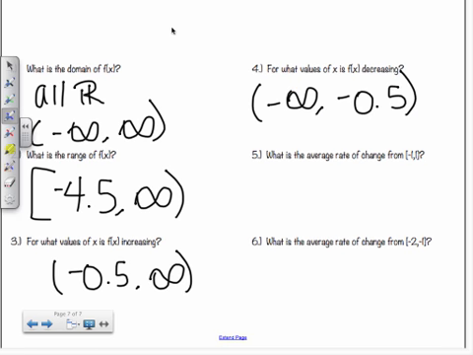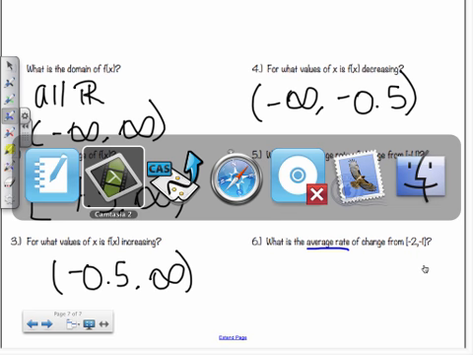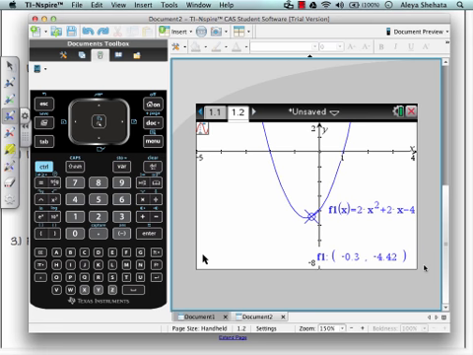All right, we're going to skip question number 5 and just go on to question number 6. It asks us to find the average rate of change from negative 2 to negative 1. So I want to know how much my graph is changing on average by from negative 2 to negative 1, which is very similar to finding the slope of the line, or of the segment from negative 2 to negative 1. So in order to do that, I need to have my coordinates at negative 2 and at negative 1.